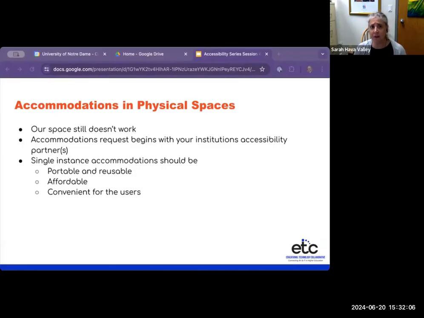So for example, a screen reader that magnifies for, say, a faculty member that's in a classroom, that's not necessarily something you're likely to see across your entire campus. It's an excellent single instance accommodation. If you can find a piece of equipment that's both portable and reusable in different spaces, then you can use this over and over again as this individual is teaching.